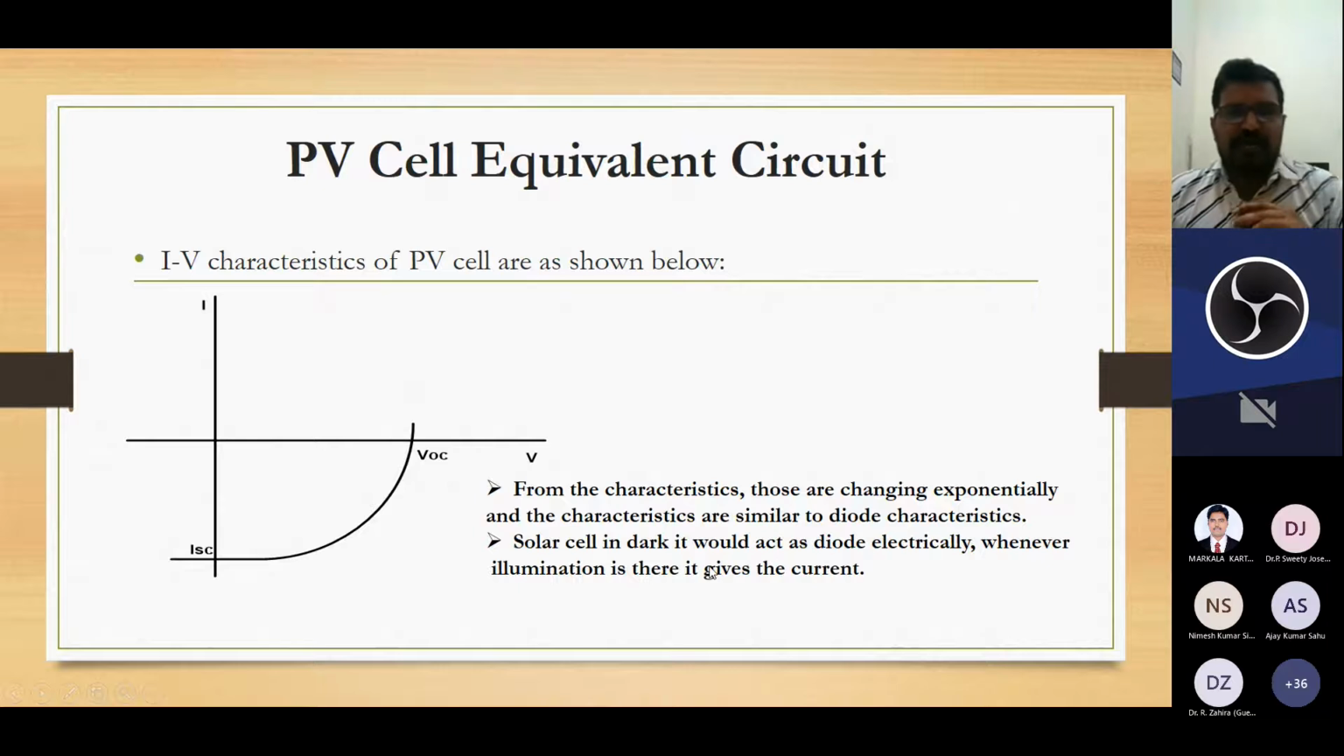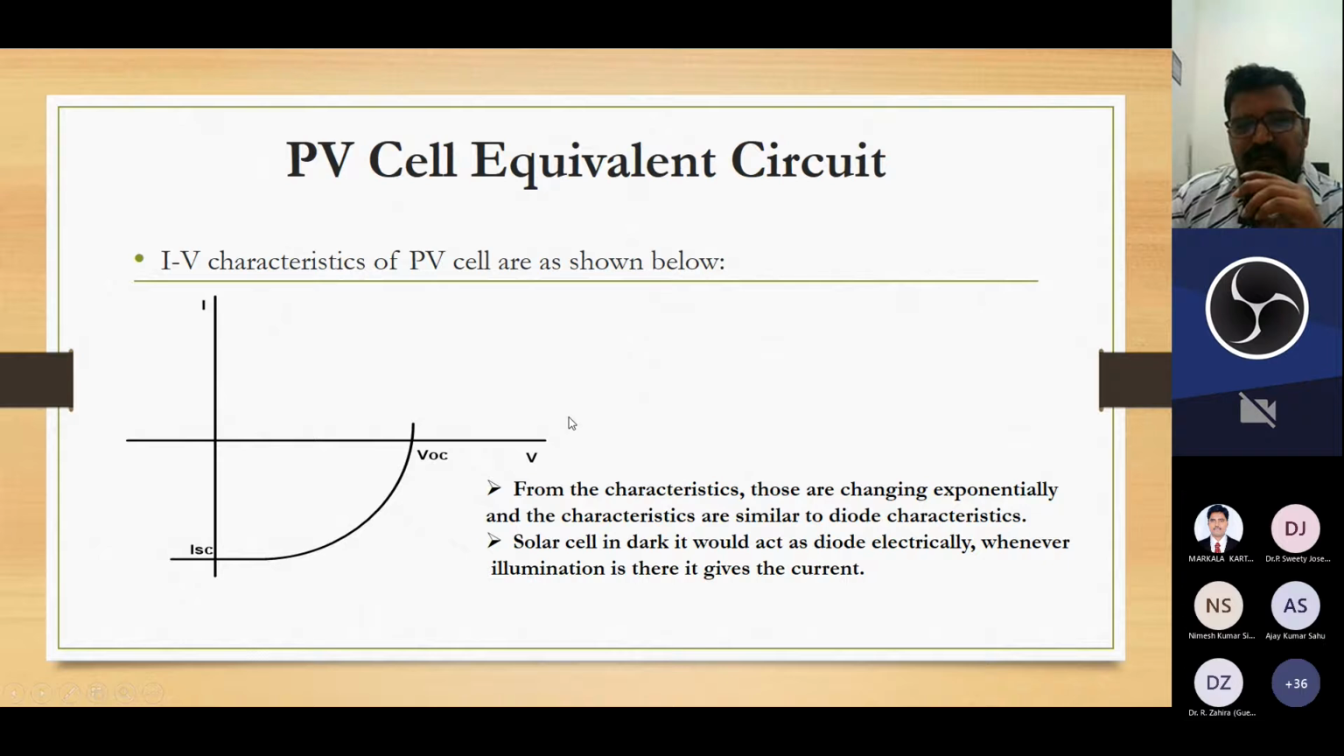How can we represent a PV cell? As we know, the PV cell IV characteristics are shown in this figure. If you draw this I versus V curve of a PV cell, you will get characteristics like this. These characteristics are similar to the diode characteristics. If you observe the VI characteristics of a diode, it is similar.